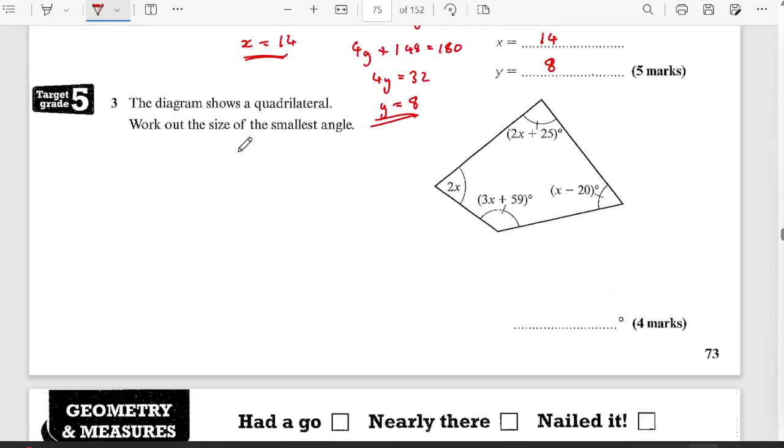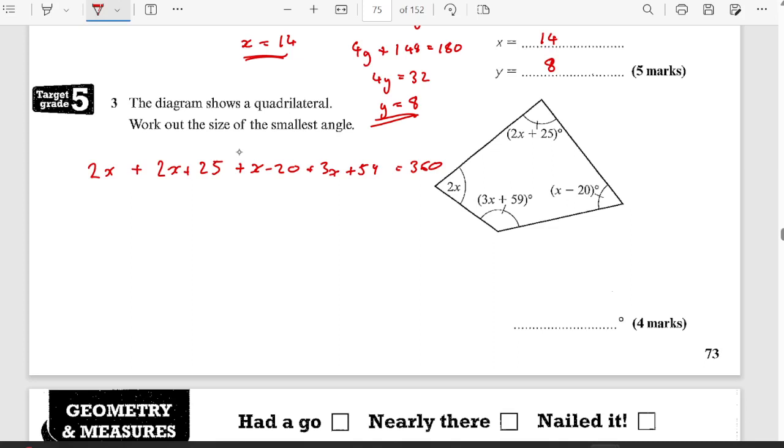And question 3. The diagram shows a quadrilateral. Work out the size of the smallest angle. Okay, so the angles in a quadrilateral need to add up to 360 degrees. So we're going to look at doing it like this. I'll write it in a fairly lengthy version. So that's the first angle plus 2x plus 25, that's the second angle, plus x minus 20, third angle, and then my final angle is 3x plus 59, and that's got to be equal to 360. I should have 59, not 350. So that's equal to 360.